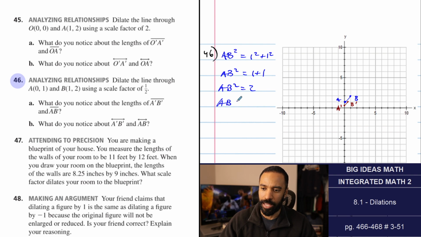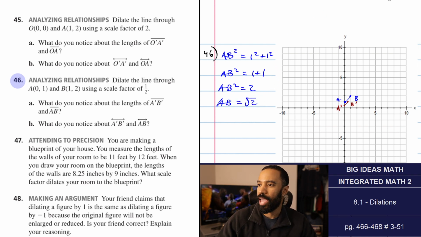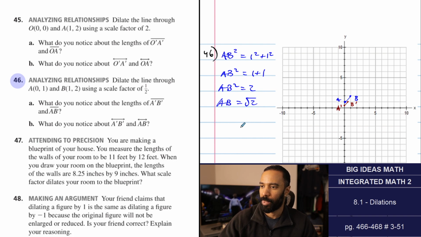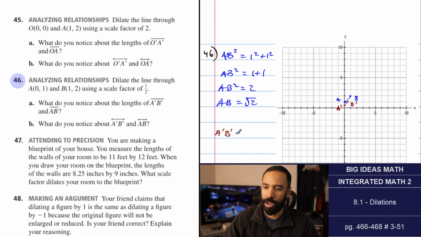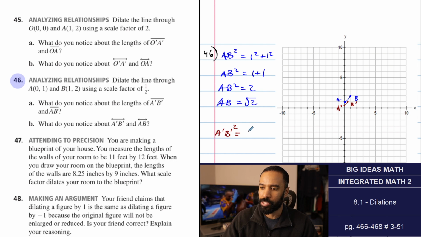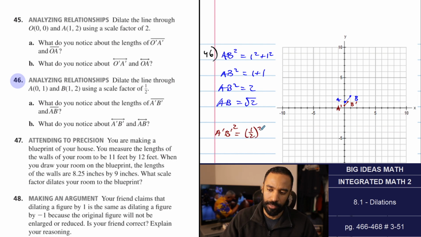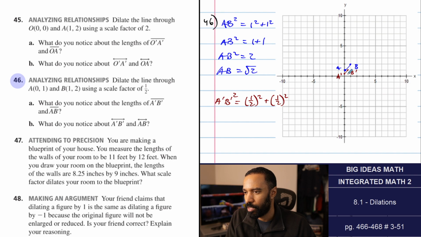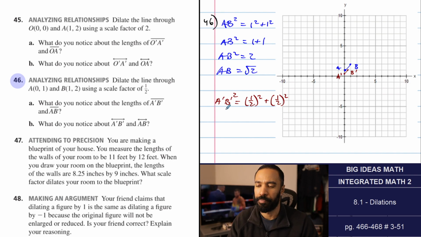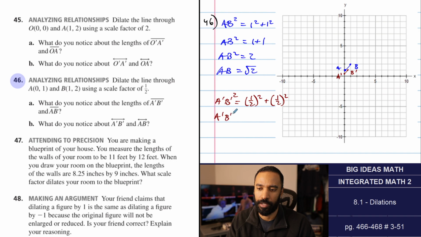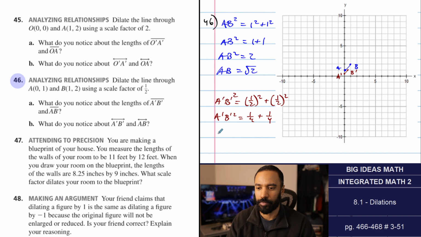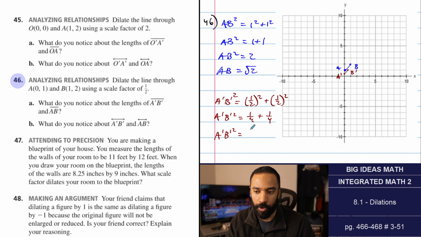So AB's length is the square root of 2. Now, A prime B prime squared is 1/2 squared plus 1/2 squared. See, did I say that right? Half over, half up? I believe so. 1/2 squared plus 1/2 squared. So that's 1/4 plus 1/4, which is 2/4, which is 1/2.